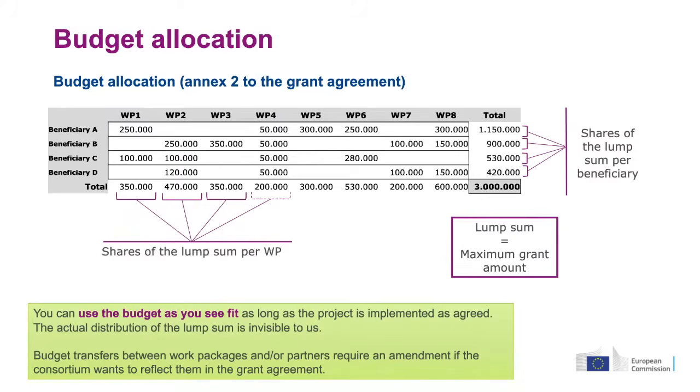So if this is what you have in force in your grant agreement, and in this example we have accepted work package 4, and you see it's 200,000 euros, you will get the 200,000 euros even if internally your shares and the distribution of work may have changed. This is not visible to us. As long as you deliver work package 4, we are going to reimburse these 200,000 euros.